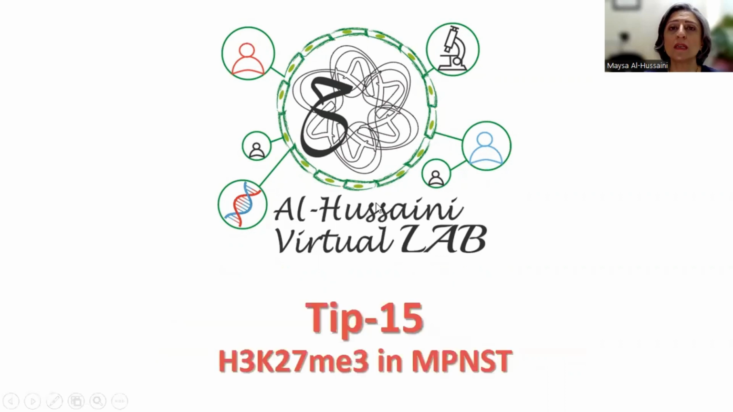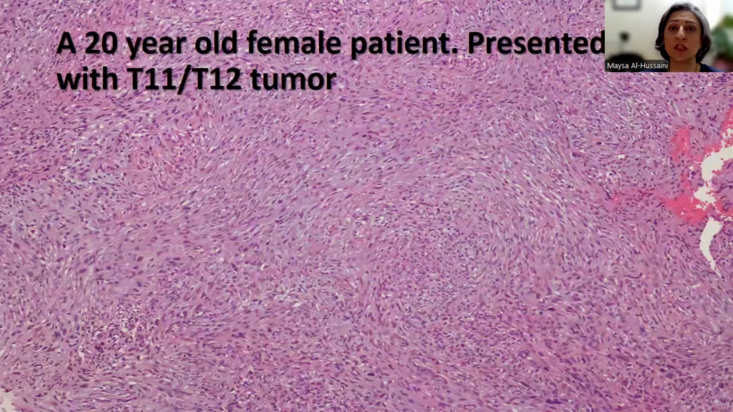Today, I'm going to address yet another important utilization of the new immunohistochemical antibody, H3K27me3, this time in the context of spindle cell sarcomas to support the diagnosis of malignant peripheral nerve sheath tumor. Now, this is a case of a 20-year-old female patient who presented with a T11-12 tumor.